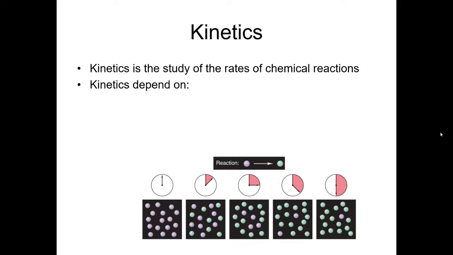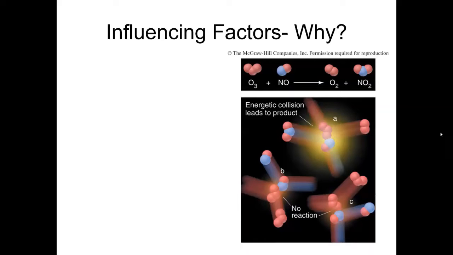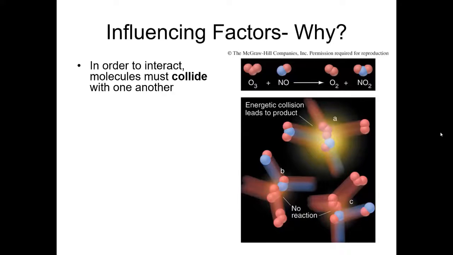And those rates are going to depend on temperature and concentration, and the physical state. And we left off with the question why. And this is going to come down to, why do reactions happen? Well, the reason they happen is because in order to interact, the molecules have to run into each other, have to collide. So it's all based on collisions. The more often molecules collide, the faster the reaction is going to go.